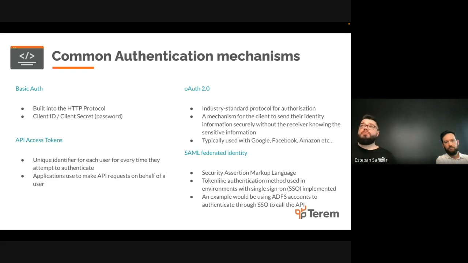We then have OAuth 2.0, which is an industry standard protocol for authorization. This is a mechanism for the client to send their identity information securely without the receiver knowing that sensitive information. So if you've ever used websites where you've had to log in with Google, such as at Just HR Systems or Harvest and so forth, you log in with Google, have a look at the URL. It says OAuth 2.0 in it, usually. So with that, you can choose which account, and you're only speaking to Google at that point. You're not talking to Harvest. Harvest has just sent a request to Google to prompt for your identity.